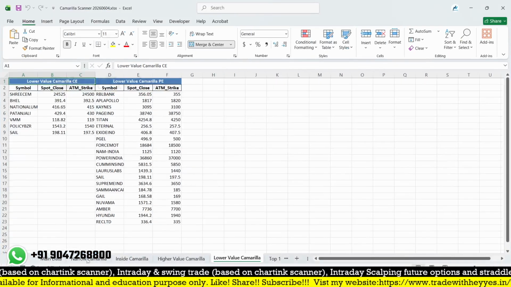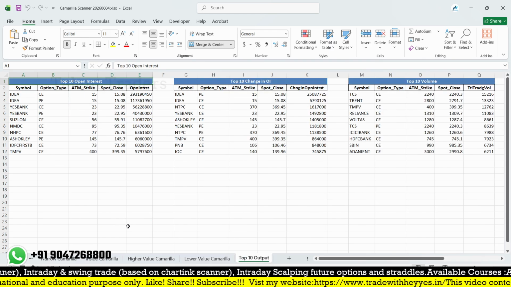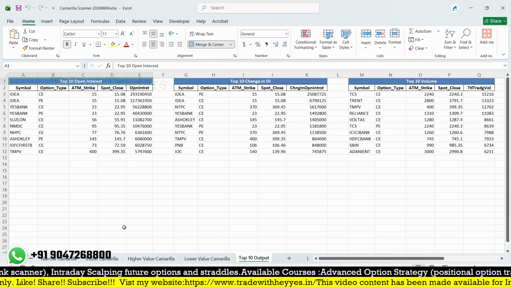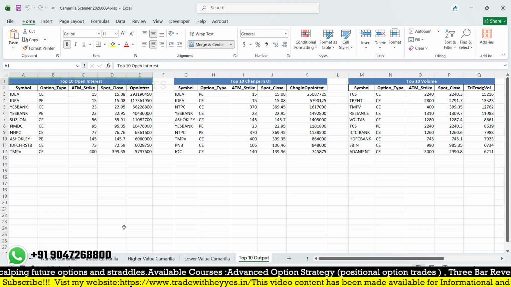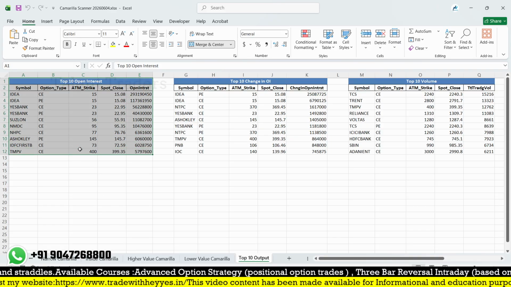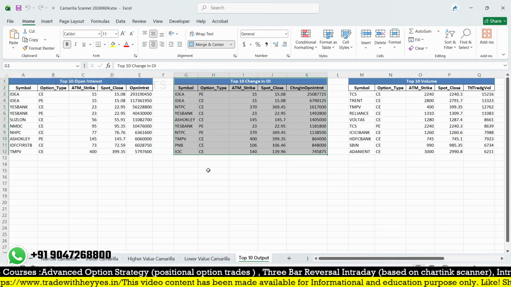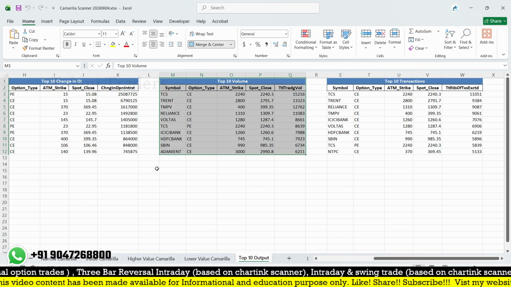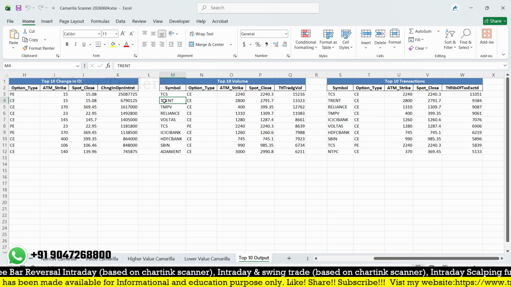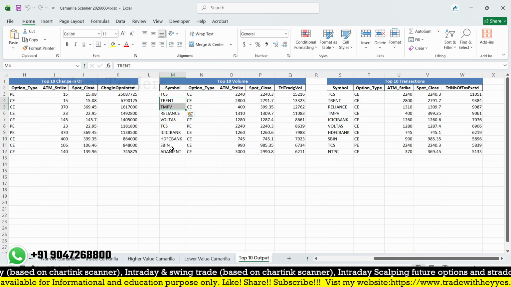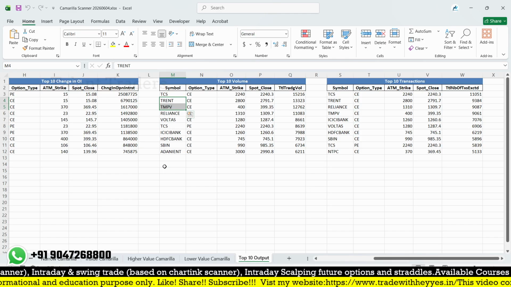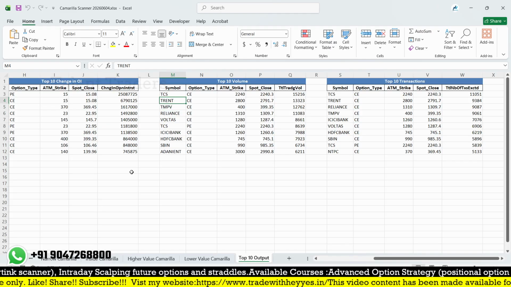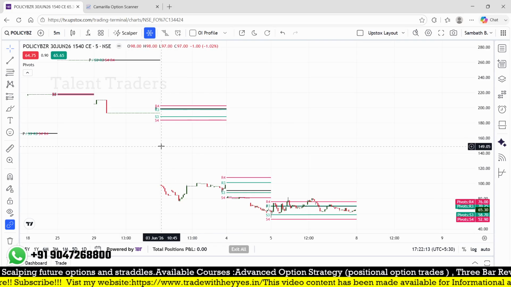Okay, and we have the top 10 outputs. So nothing but comparing to other days, how much volume is happening on the last trading day. So we normally look at open interest and changes in open interest, and the third one is the top 10 volume. In the top 10 volume, we can see Trent, Tata Motors Passenger Vehicles. Normally TCS, Reliance, HDFC Bank, SBI, and ICICI come in this scanner.